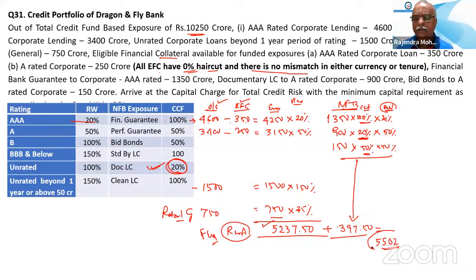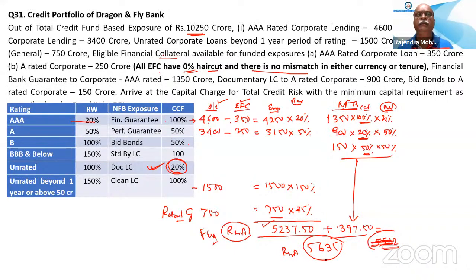So once you explain 150 into 50% into 50%, 150, 50% is okay. Bid bonds for this one. But getting 5635 answer. 5635. Okay, so this is the total RWA.